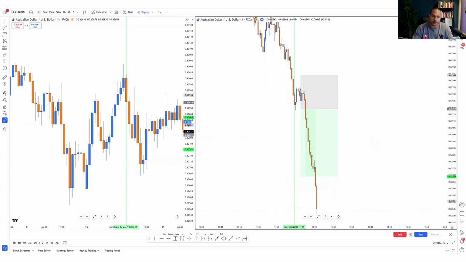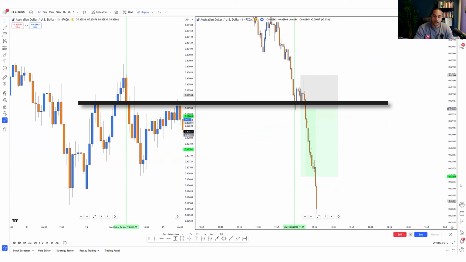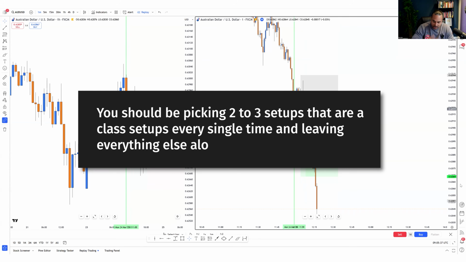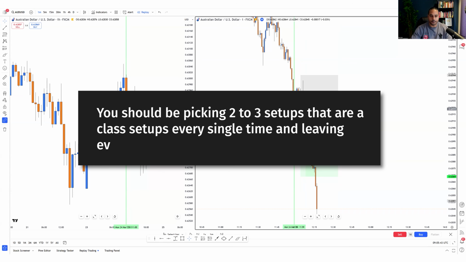Okay, now don't get me wrong, all 3 trade setups are very good, but there's small nuances that you have to understand, and this is the whole point here in sharing these entry methods with you. Not every trading opportunity is a pattern that you should be trading. You should be picking 2 to 3 setups that are A-class setups every single time and leaving everything else alone.